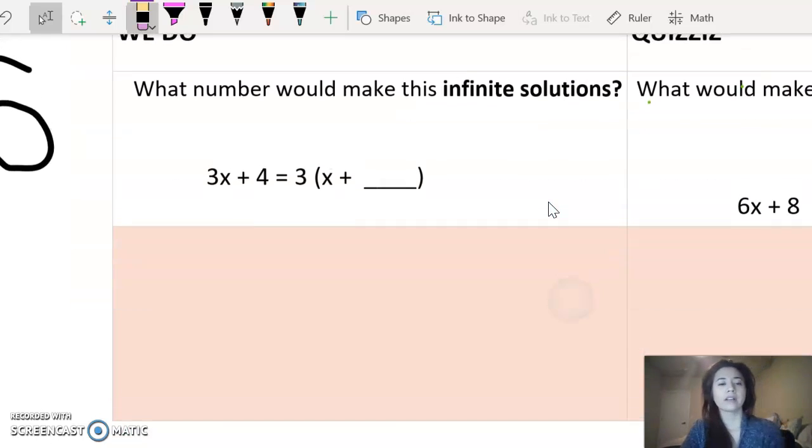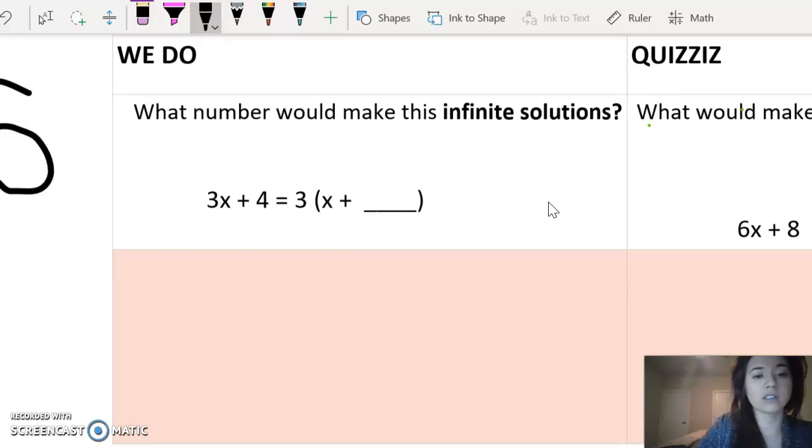All right. Next one, what number would make this infinite? So what number would make both sides equal?